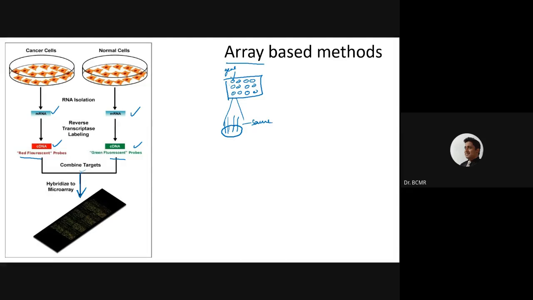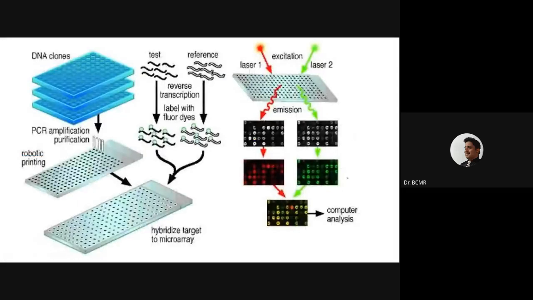So if an mRNA is produced in cancer cells as well as normal cells, both could bind here. That means it would have red as well as green fluorescence. A combined color is usually visible in the microscope, and then it will give emissions. You are using laser 1 and laser 2 for excitation. You will get different spots excited at different wavelengths, and then a picture.